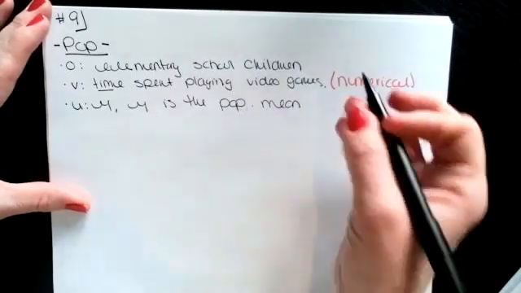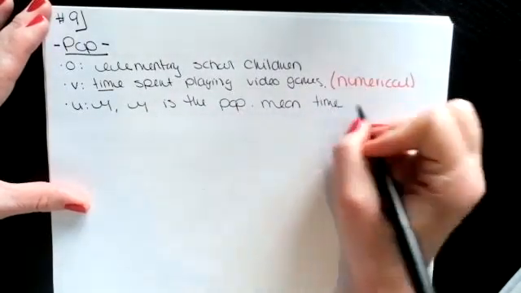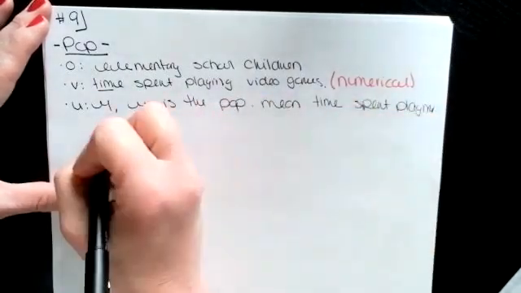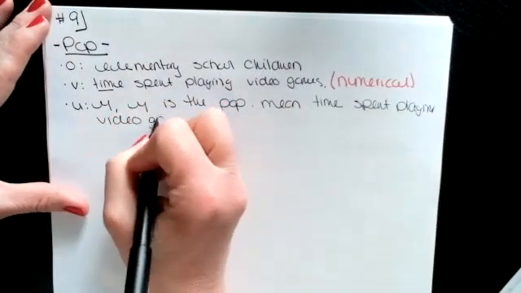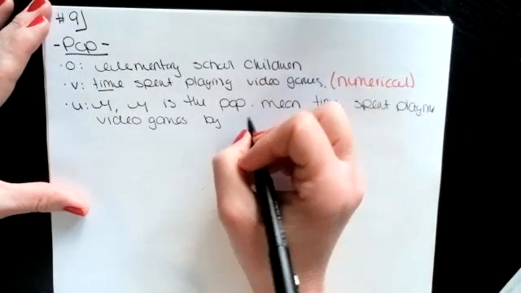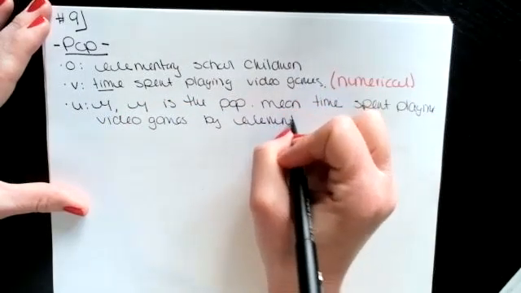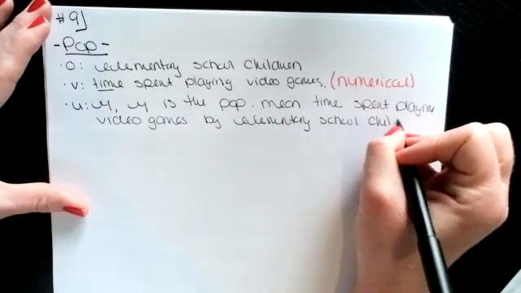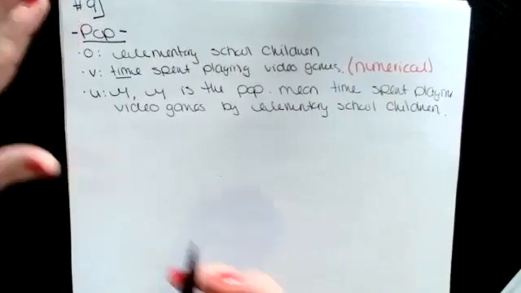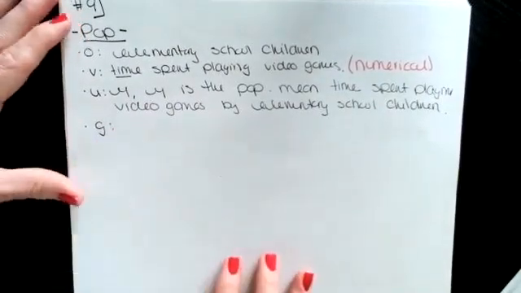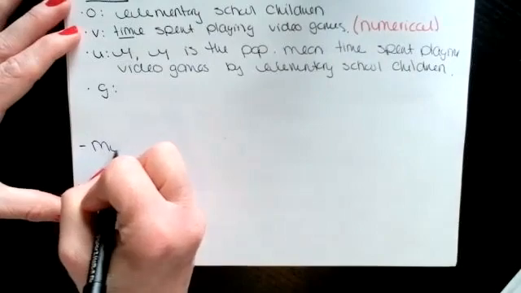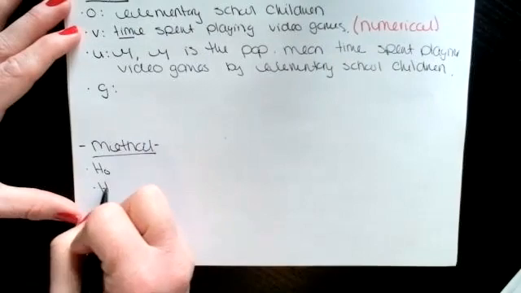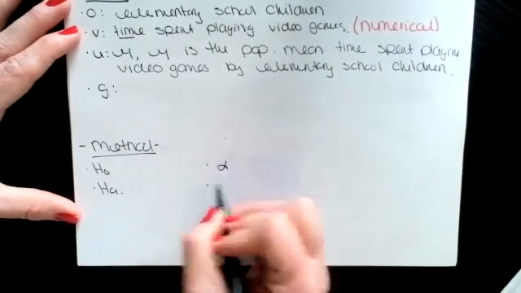So mu is the population mean time spent playing video games by elementary school children. Something like that. And then I have my goal. I'm going to leave that for a second and I'll come back to it. My method here: my null, alternative, alpha, and my curve.